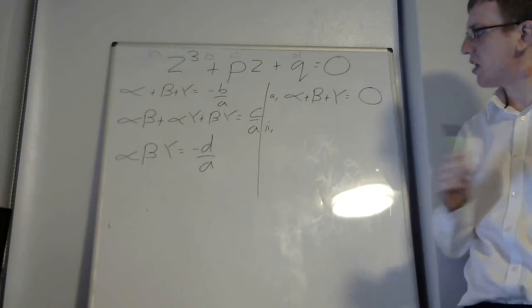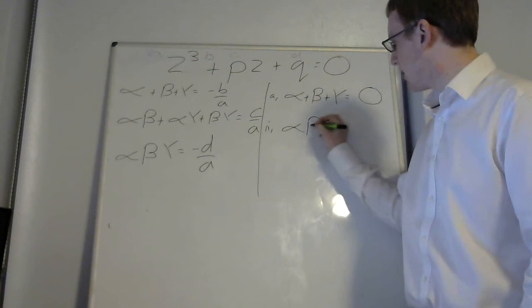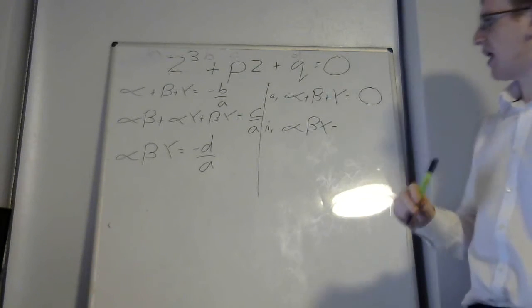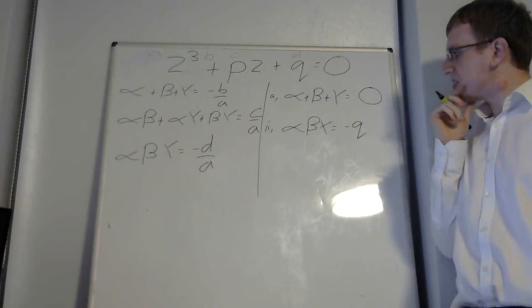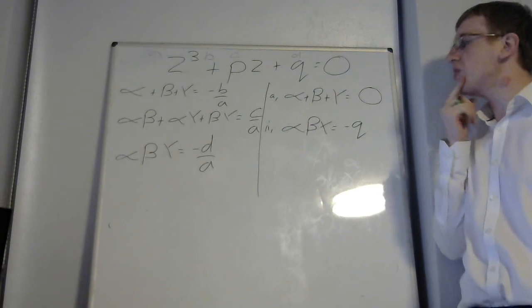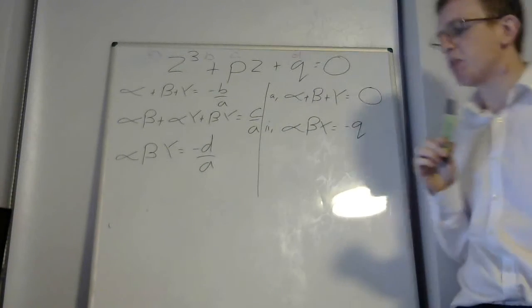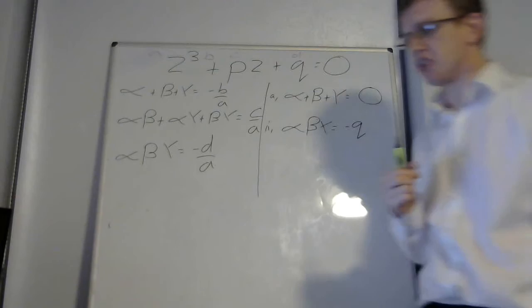Alpha times beta times gamma. Again, we've written that equation down, so nice and easy. Alpha times beta times gamma is minus d over a, which in this case would be minus q. Oh, am I allowed to write it down in terms of q, not in terms of a number? I'll take a look at my question. It says express alpha beta gamma in terms of q, so I'm absolutely fine to do that. I'm going to move on to the next question.